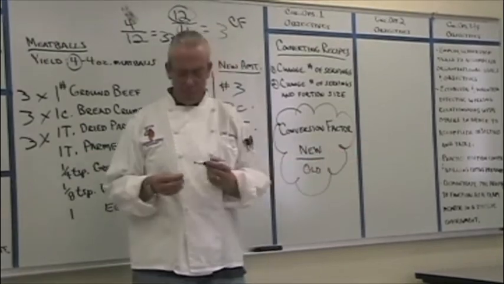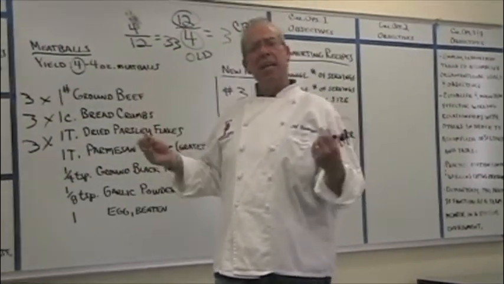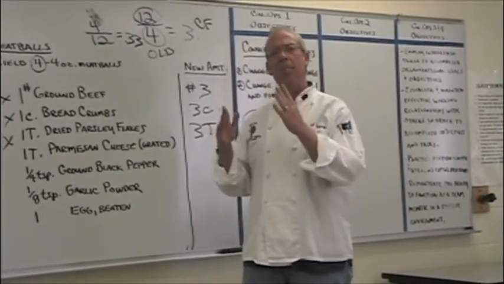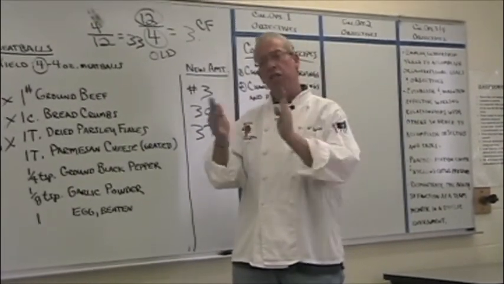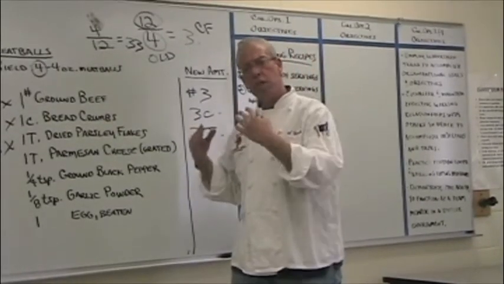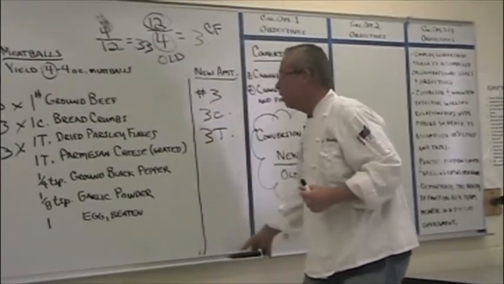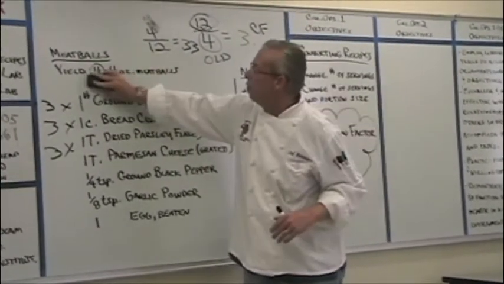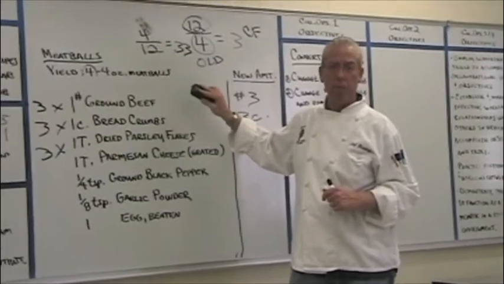Okay, very simple. Now, the second type of conversion is one in which we're changing not only the amount, we're changing the number of servings, but we're also changing the portion size. So let's go back to Mama's meatballs. Now, Mama's original meatballs yields 4 4-ounce meatballs, okay?